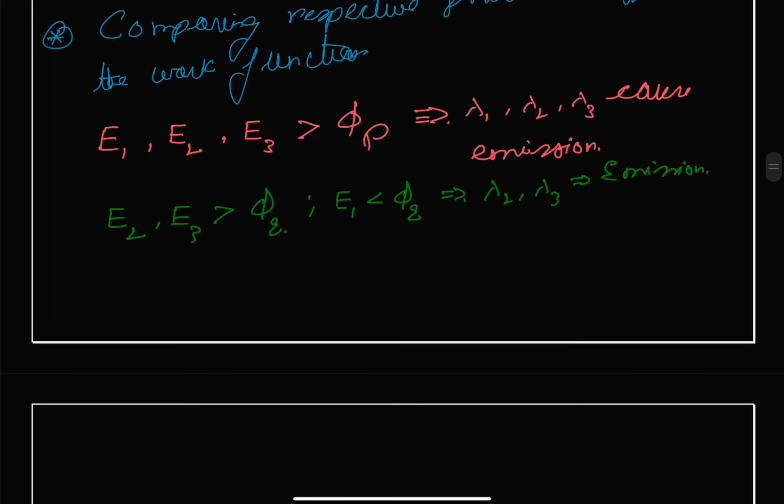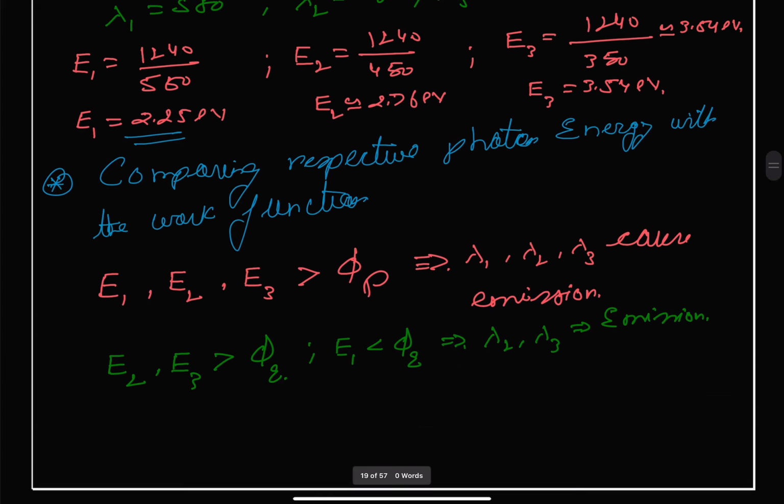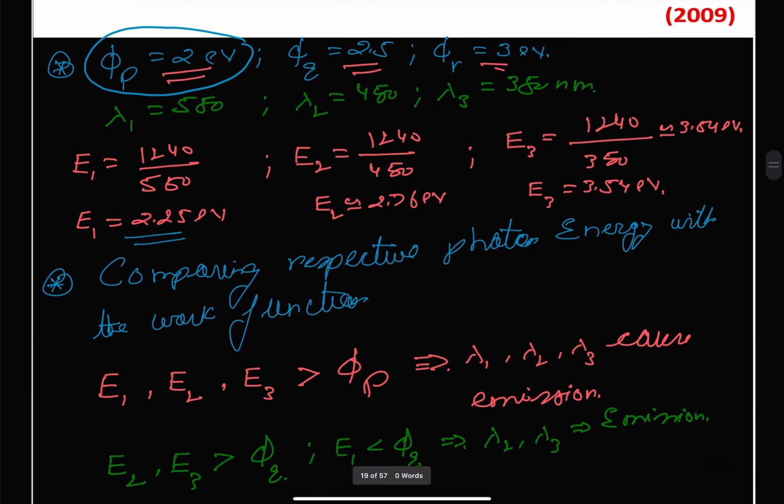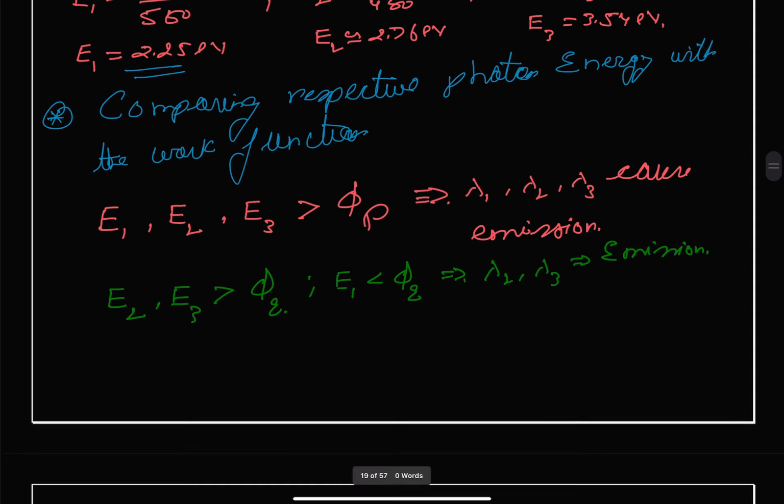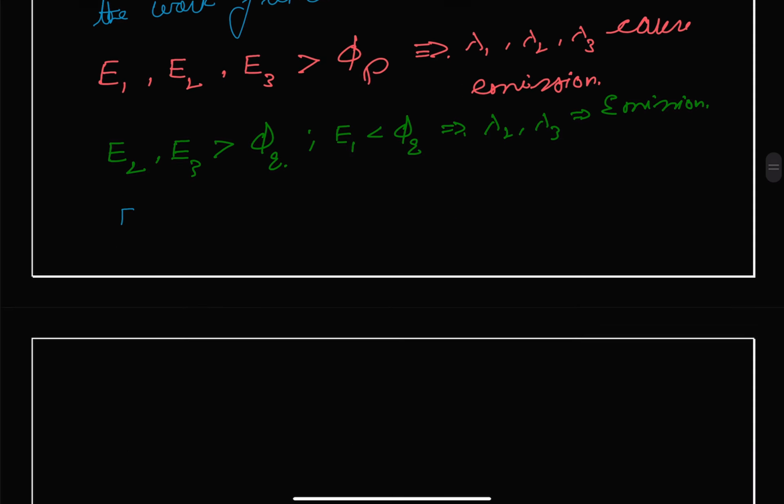And finally, we are having 3 electron volt, which states that our E3 is greater than phi of R, and both E2 as well as E1 are less than phi of R. Therefore, only lambda 3 results in emission.